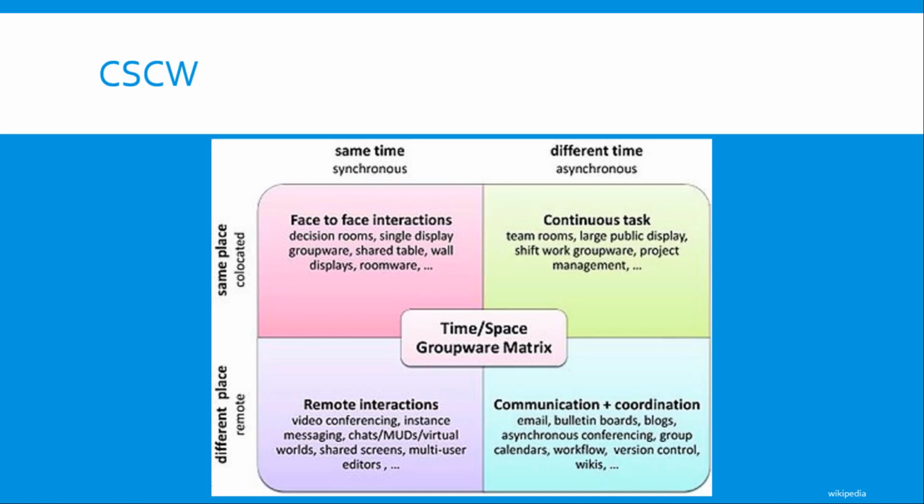spaces. So face-to-face interactions are happening when you are sitting across from a person in a synchronous manner. And then the asynchronous part of that is when you have a continuous task, that is, you are collaborating with people within a server space or within a shared document or shared project. And then in the synchronous remote work, this is where you have conferencing, where you're talking with people with video conferences or chats. And then the asynchronous part of that is communication and coordination using various communication tools.